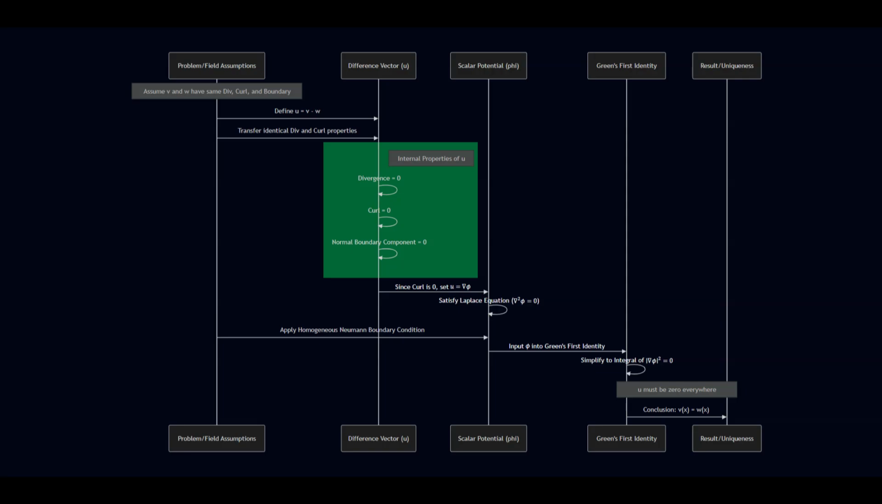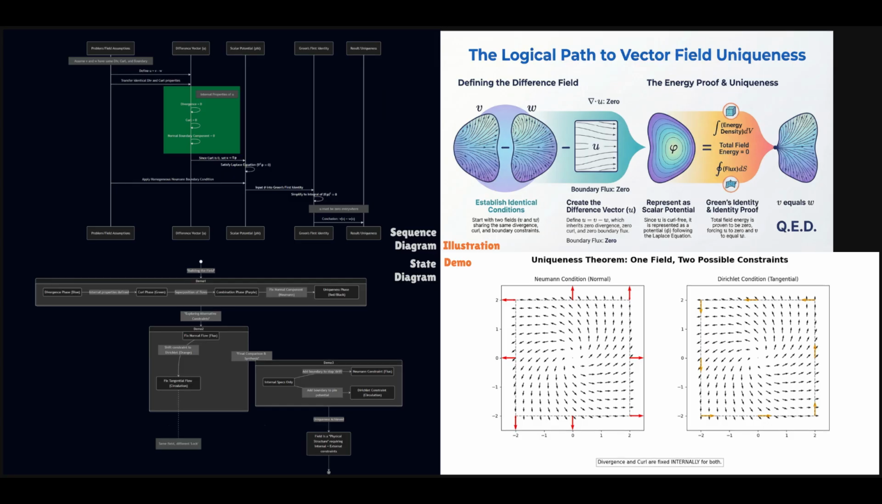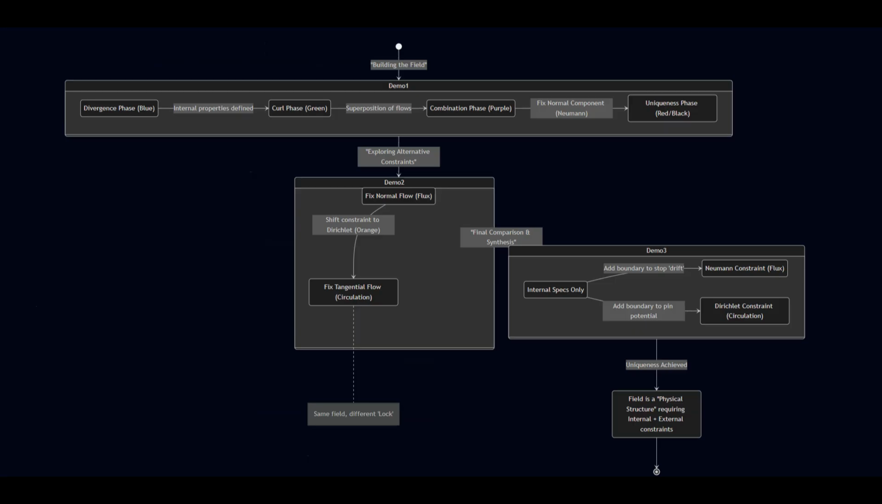The difference test. It mirrors the derivation by starting with the assumption that two fields share the same properties and then creating a difference field to see if any discrepancies exist.